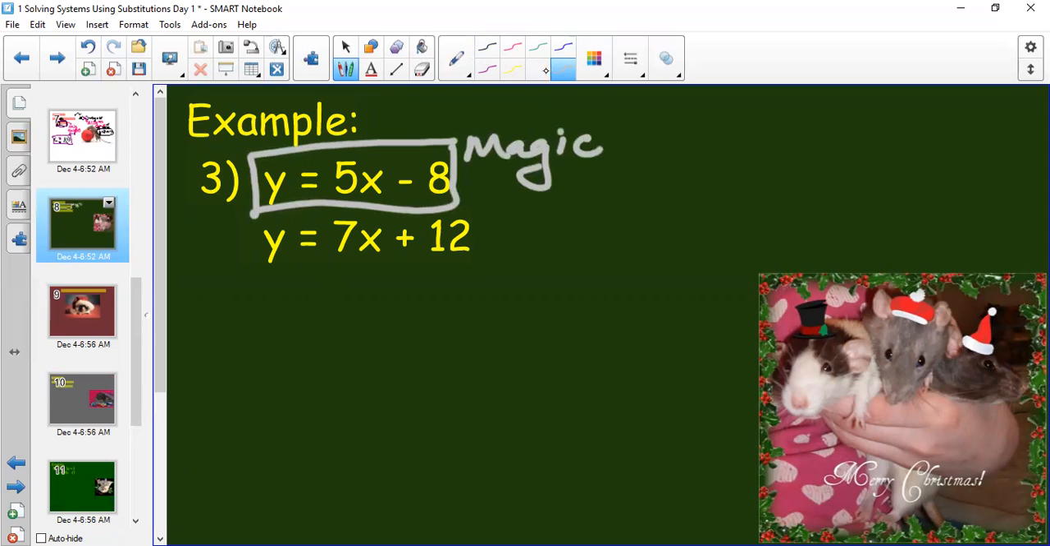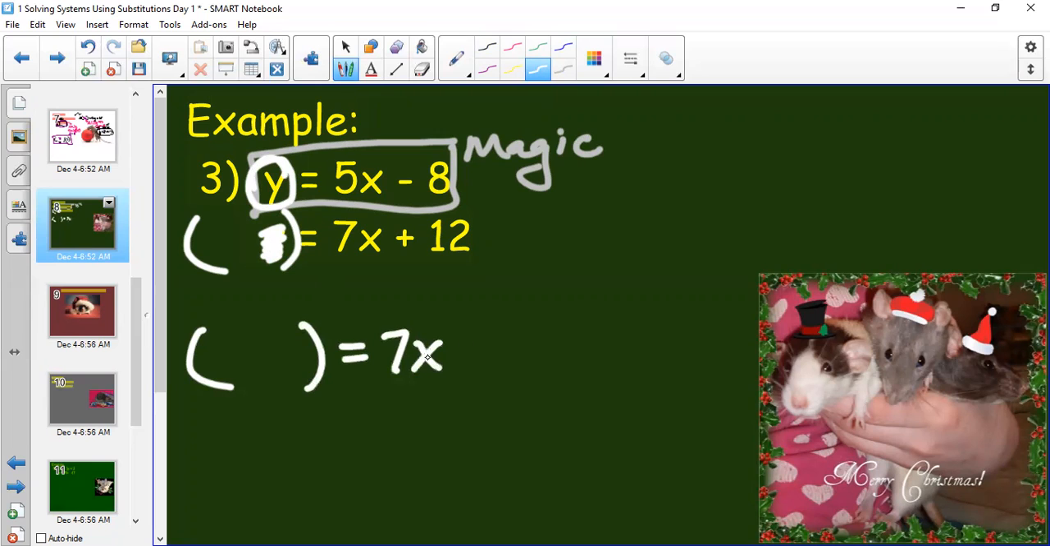Okay, I'm going to do exactly what we did before. Find the variable that's all by itself. Cross out the variable that's all by itself in the other one, and we're going to put in parentheses where that variable was. All right, so I would rewrite that equation. Parentheses equals 7x plus 12.